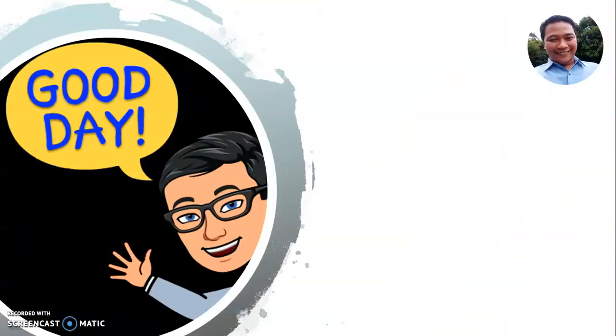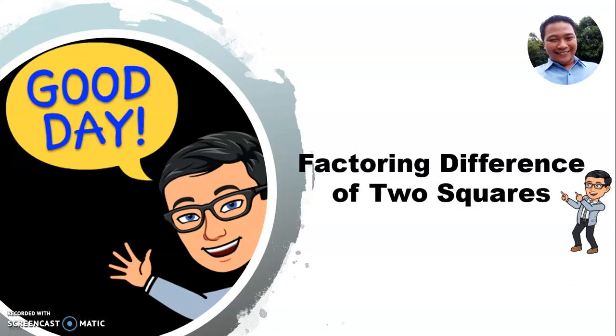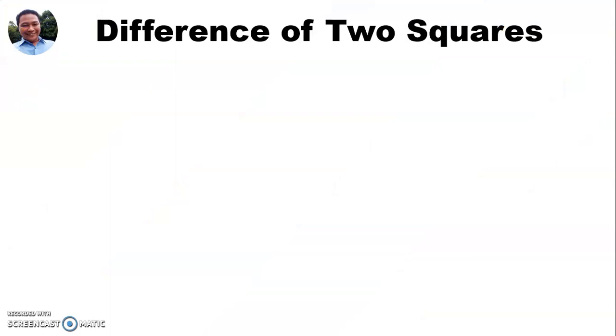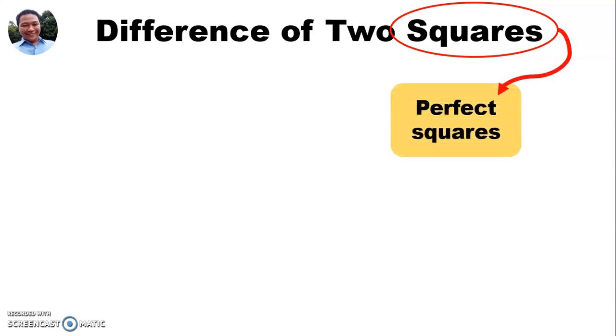Good day, everyone! The lesson for today is all about factoring difference of two squares. Difference of two squares. Don't be mistaken with that square. It is not the shape. That square pertains to perfect squares.